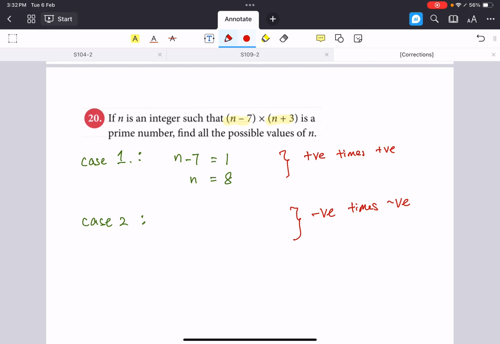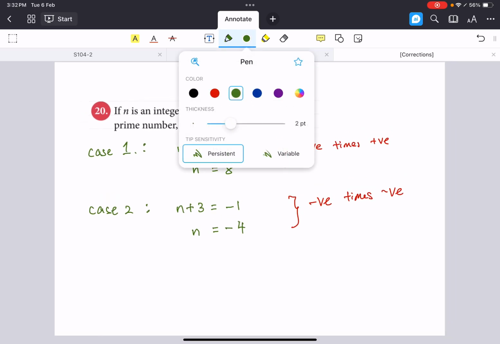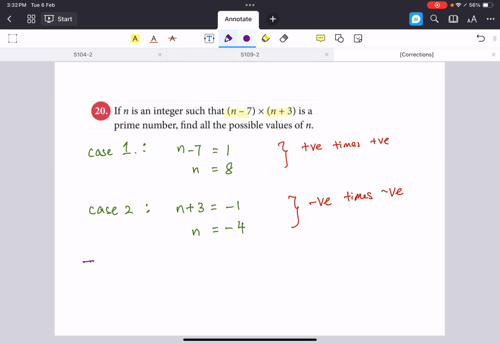But which one is negative 1? If both numbers are negative, negative 1 is actually the larger negative integer. So in this case, n plus 3 equals negative 1. So n equals negative 4, right? So how does it work? Okay, you can check it out. Test.